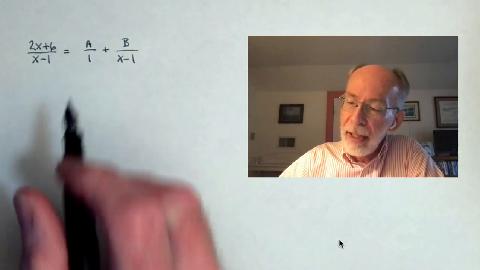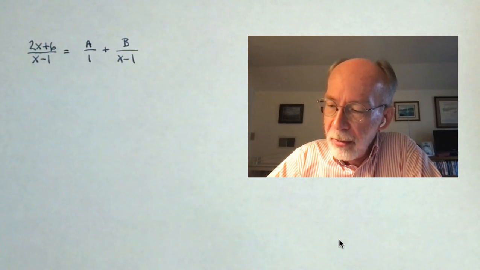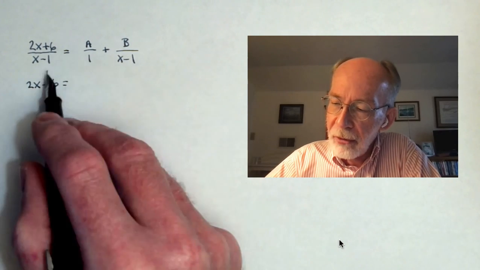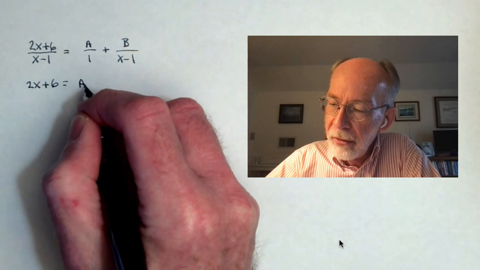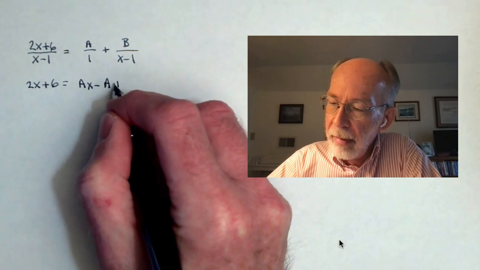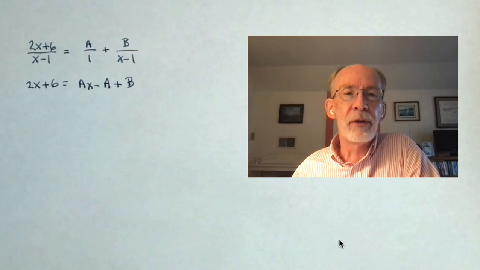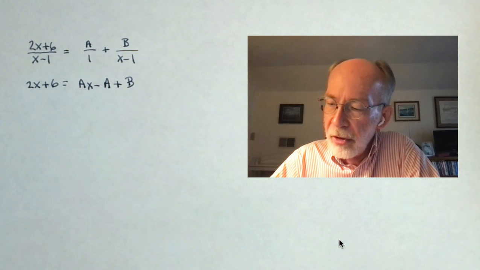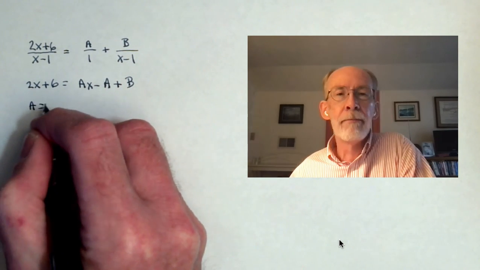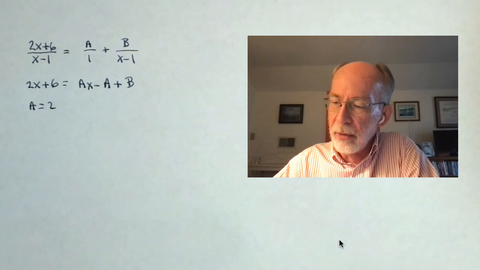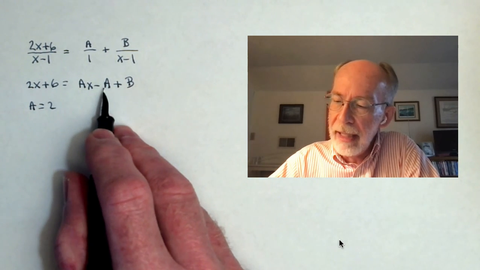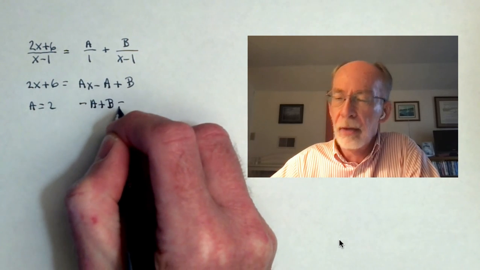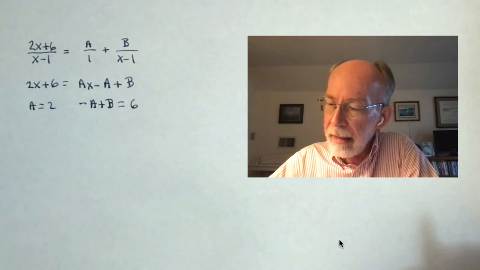Anyway, we're going to take this and multiply through by the x minus 1. So we have 2x plus 6 equal to a times x minus 1 plus b. So that's ax minus a plus b. Now for these two expressions to be equal, the coefficients on the x terms have got to be equal, which means a has got to be equal to 2. And the constant terms have got to be equal, which means negative a plus b has got to be equal to 6. Which means, since a is 2, b had better be 8.